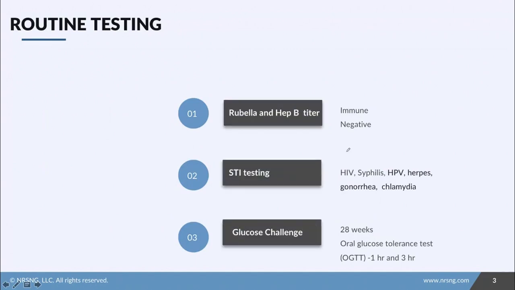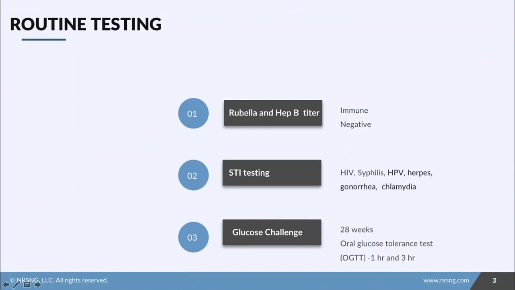So let's talk about some of this routine testing. All the testing I'm going to go over, this is certainly not all of it, just some of it. So refer to the outline and they are covered in a lot more detail. So for our routine testing, this is going to be testing that's done for everybody.